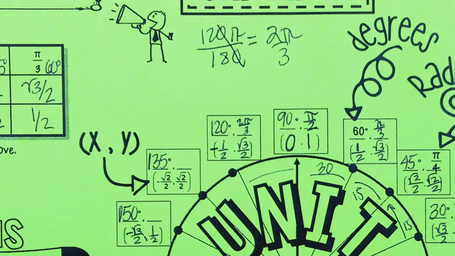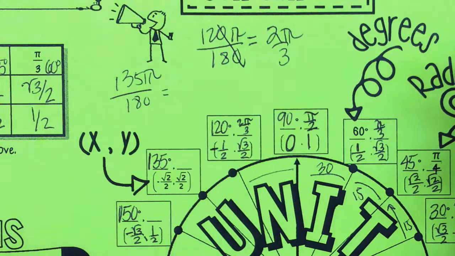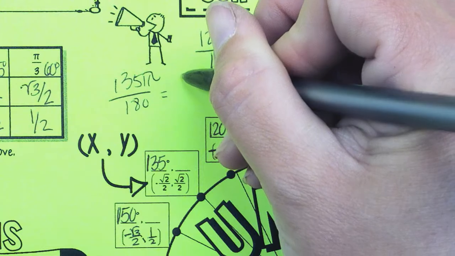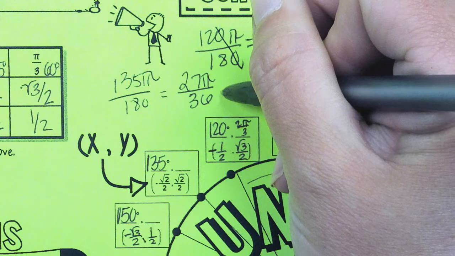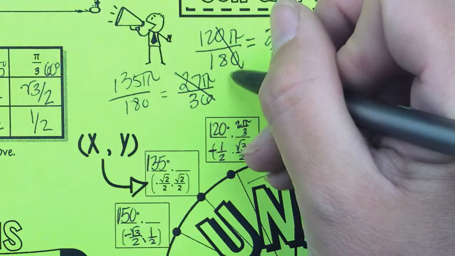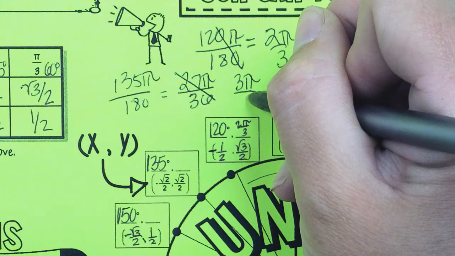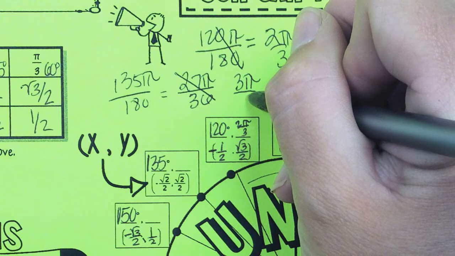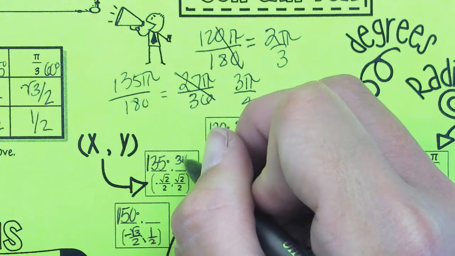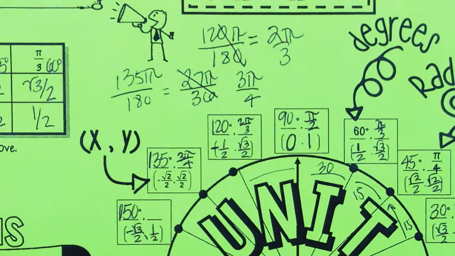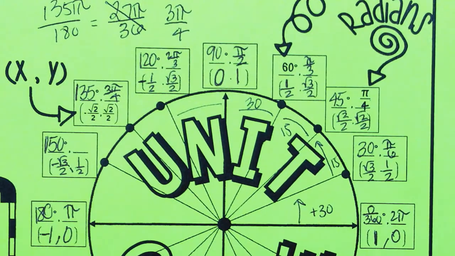Alright, let's change 135. So what goes into 135 and 180? 5. How many times up top? On bottom? Can we simplify? Yes, to what? Over. What did we take out of 27 to get 3? 9. Everybody with me? So 3 pi over 4. Do y'all notice anything so far? Add them 1 to what?